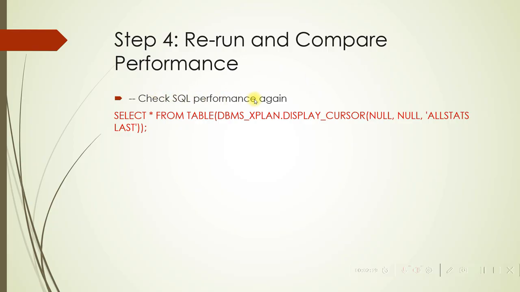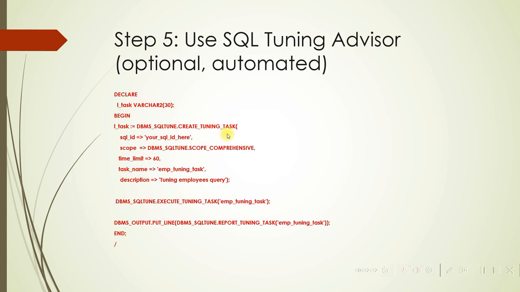Check SQL performance again by saying select star from table, open parenthesis, dbms_xplan.display_cursor, open parenthesis, null, comma, single quote, all stats, last, single quote, parenthesis, close, and semicolon. Step number 5, use SQL Tuning Advisor. It's optional and it's also automated if you like. Here is the script to do that. Declare, and you go to end with a slash.